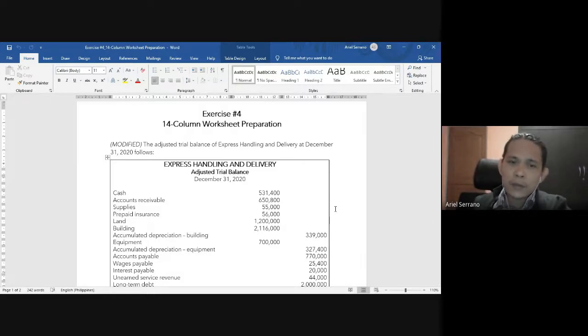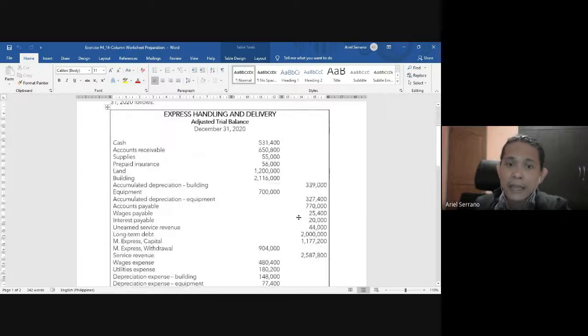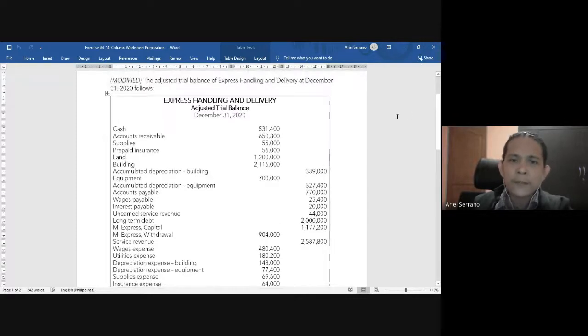Now what we will be doing today is to reconstruct our unadjusted trial balance coming from this adjusted trial balance. Take note that when we are talking of adjusted trial balance, we are already done with your adjusting entries. Okay, let me just hide that portion.